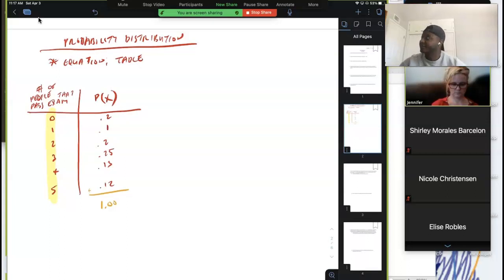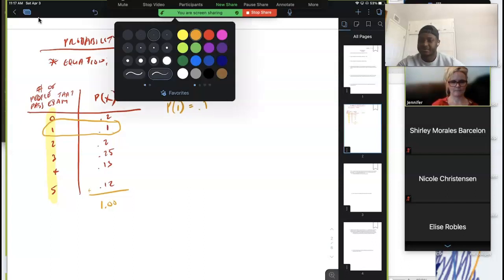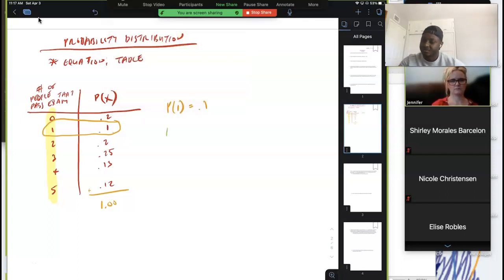How you can use that is they say, okay, find the probability that one person passes. So to find the probability that one person passes, I just look at this row, right? The probability of 1 is equal to 0.1. Does that make sense? Yeah. The probability of 3. So find the probability that 3 people pass. Then, okay, I just look at this row, and that's 0.25.